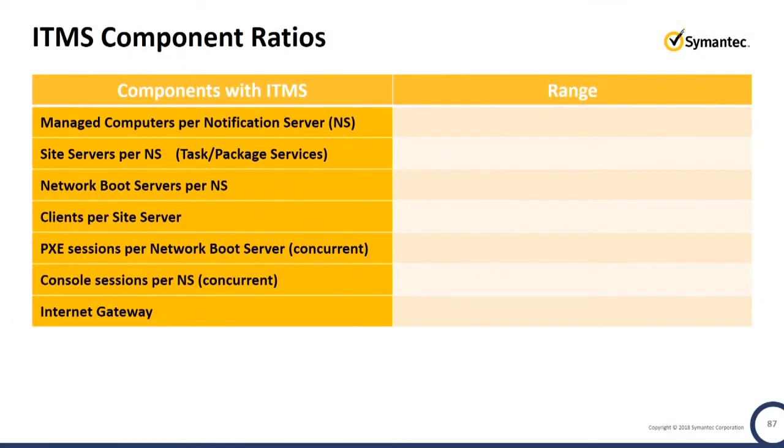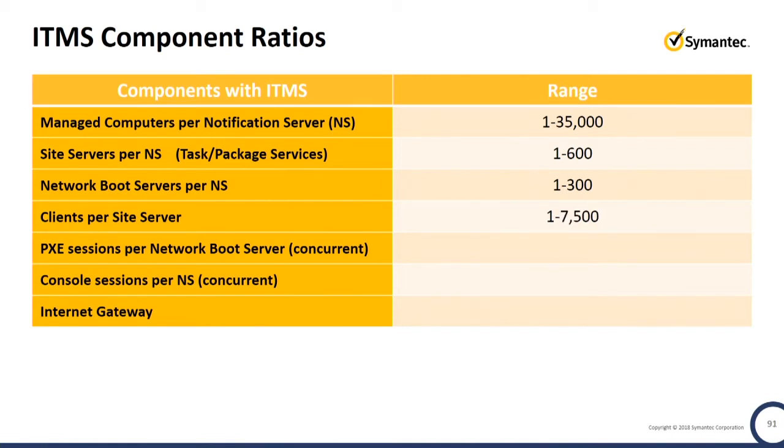This one here slightly changes every year. Again, this is found in the Planning and Implementation Guide if you need to reference it. All right, so we know now that a notification server can handle up to 35,000 with the proper hardware specifications. It's up to 600 site servers per notification server. We recommend no more than 300 network boot servers per notification server. It's more effective to change your network instead of putting 300 boot servers out there, right?